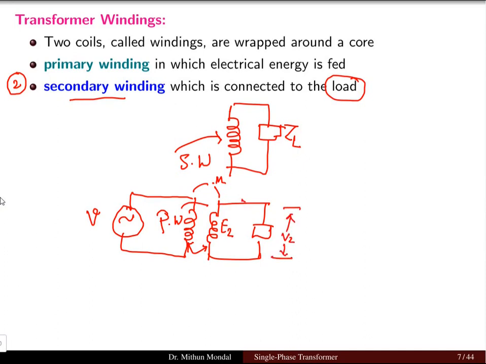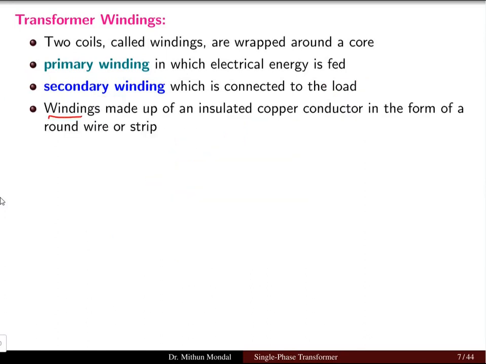When the load is present, current will start flowing in the secondary winding, and the primary winding will have the current I1 flowing. The windings are made up of insulated copper conductor. We know that copper conductivity is very high, so we use such material for the windings. It is insulated because so many turns form the winding, so each has to be insulated with respect to each other in the form of a round wire or strip.